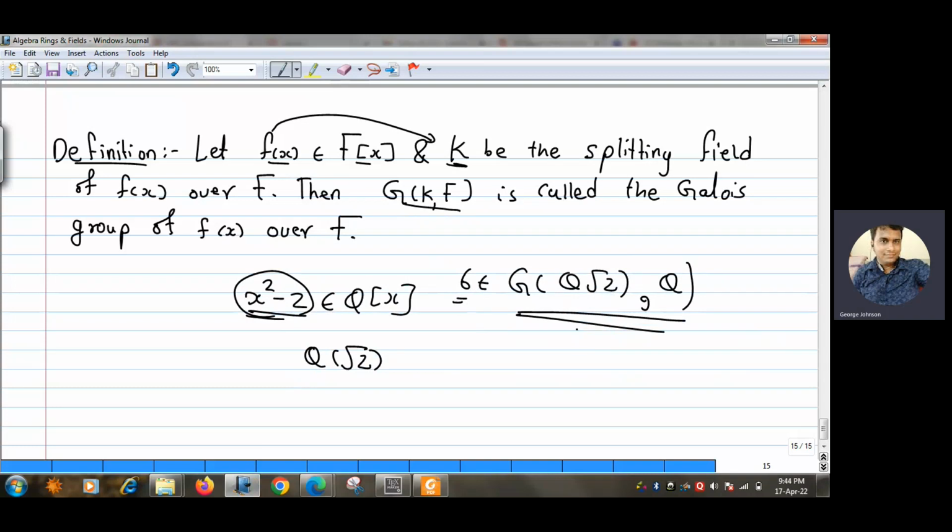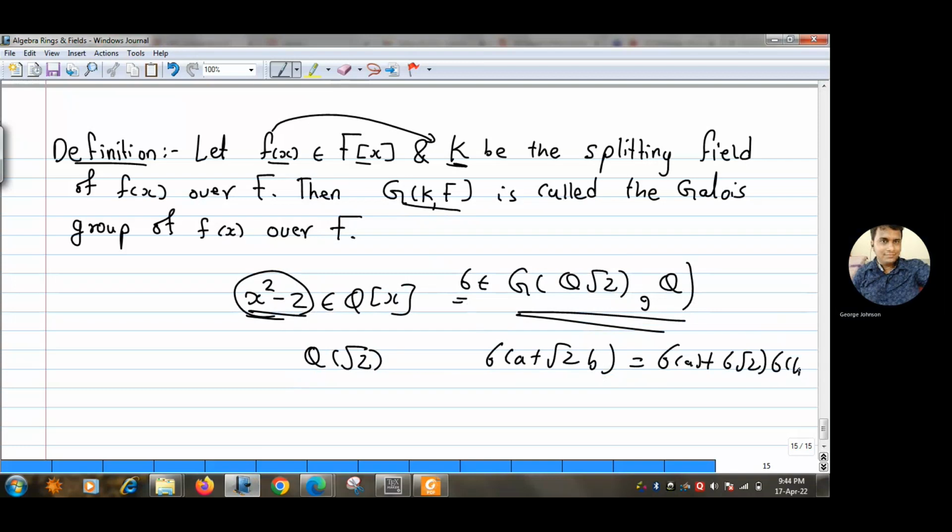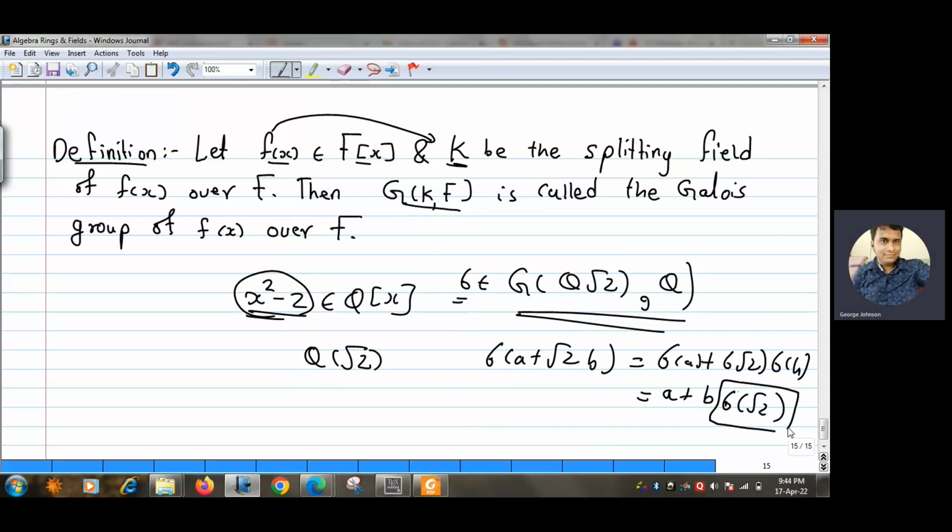You start with some sigma over here. Then sigma is a map from Q(root 2) to Q(root 2) which fixes every element of Q. Any element of Q(root 2) is of the form a + root 2 b, and sigma of that is sigma(a) + sigma(root 2) sigma(b). Because a and b are from Q and sigma is an automorphism which fixes every element of Q, sigma(a) is a and sigma(b) is b. So all you need to find out is sigma of root 2.